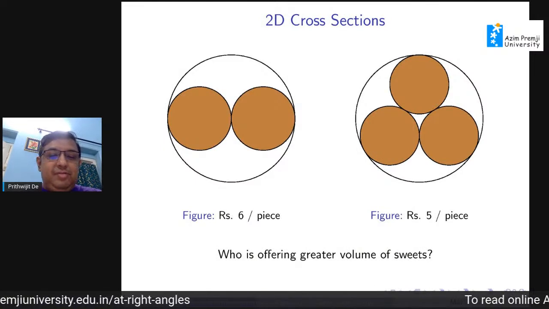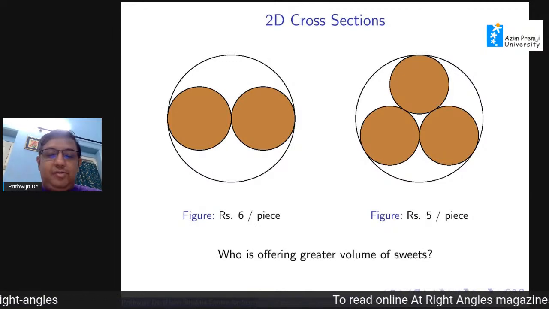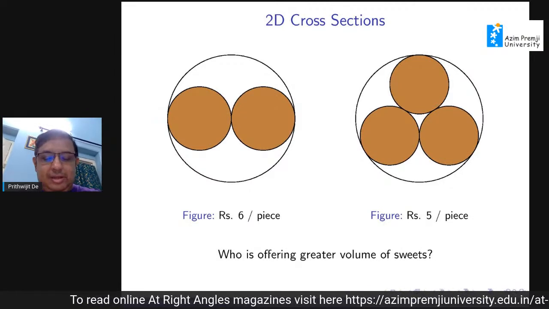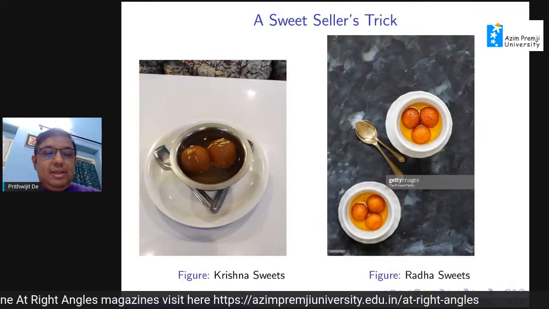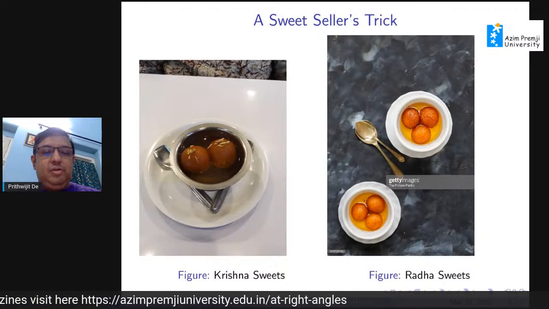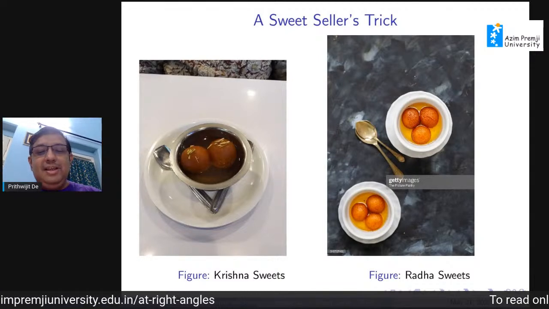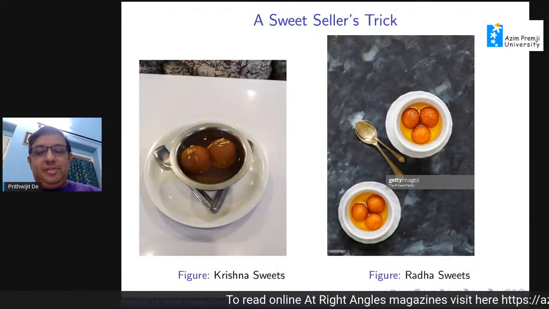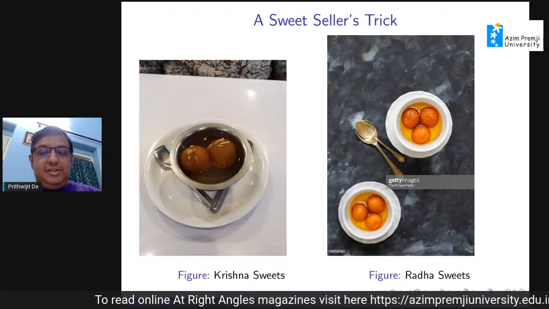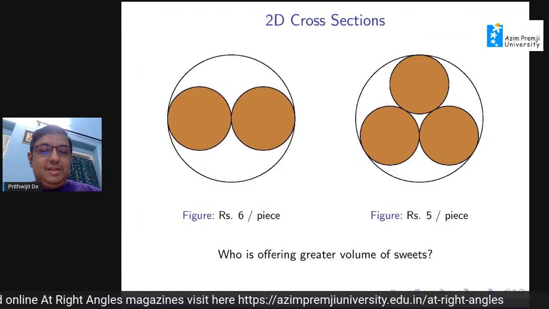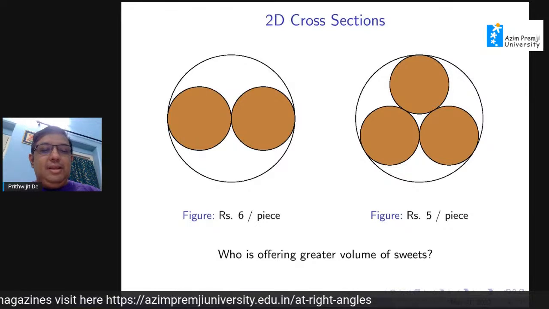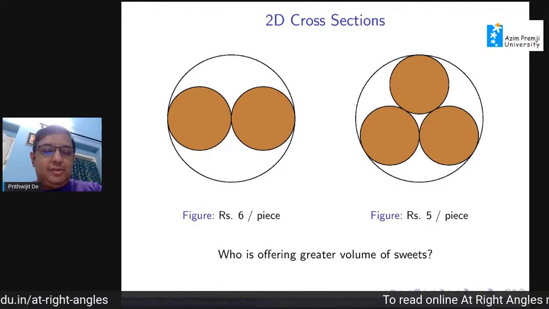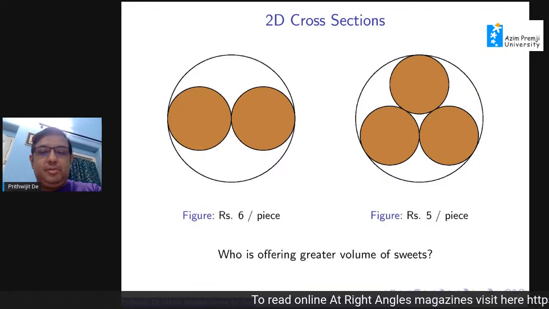Now I want to find out who is offering a greater volume of sweets to the buyer. I started with this real life scenario. You have a bowl and there are two spheres inside it, two gulab jamuns, and on the other hand, you have a similar cylindrical cup with three spheres inside it. This is the starting point. You see the mathematical objects, and then you just extract the information that is required to calculate the volume of sweets being offered by the two shopkeepers.